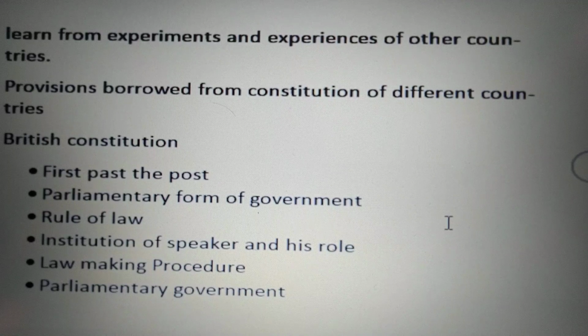British Constitution. We adopted the first past the post system. First past the post system is a method of election in which there is a clear winner. The one who gets the maximum number of votes will be declared the winner. So this is the first past the post system. This method of election we adopted in our constitution.